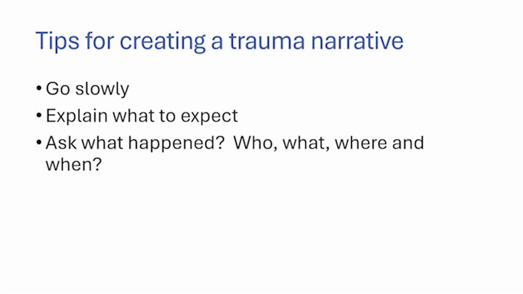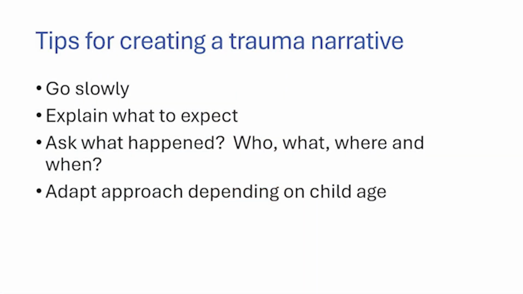In the initial phases, start with what the child remembers, even if it is not correct. Ask what happened. Ask who, what, where, and when. Keep in mind the child may not be able to provide extensive details at first, and if that is too hard, have the child share their broad memories of what happened before, during, and after the trauma.